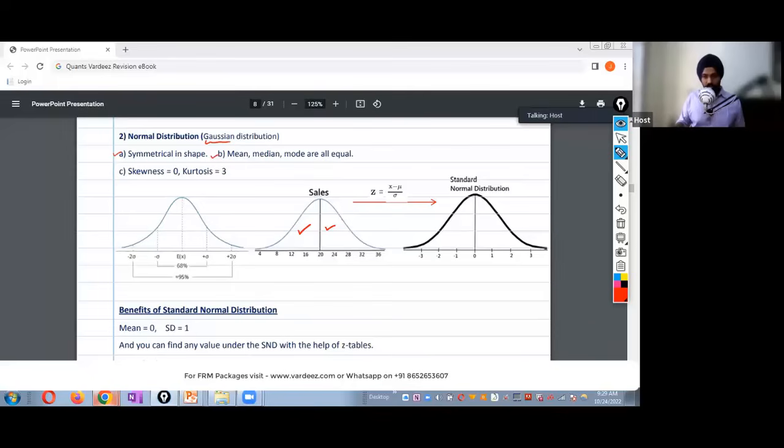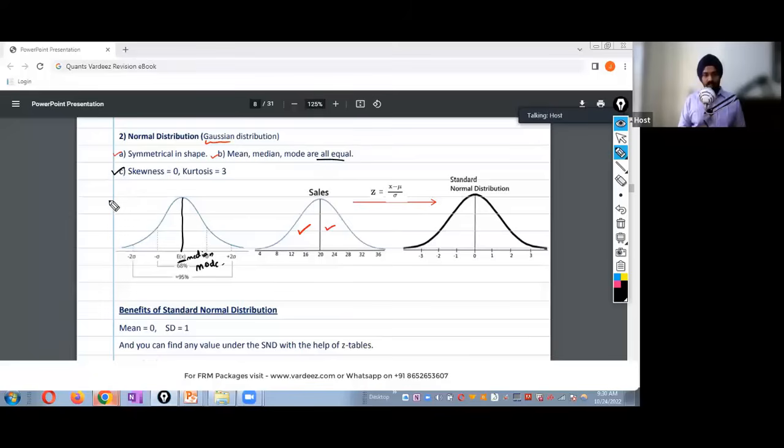If I just take the center point of this distribution, that's where I will have my mean, which is the expected value of x. I will also have my median and my mode, because mode is the top value, which is this. The median divides the distribution into two parts, so that's the median as well. So that's one thing that we have for normal distribution: the mean, median, and mode are all equal.